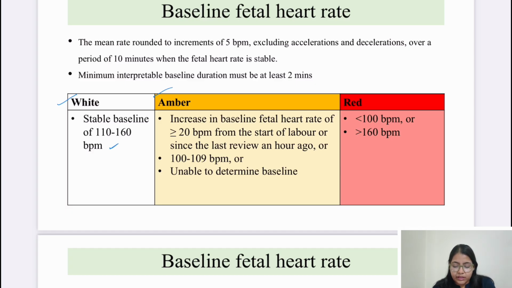You call it amber if there is an increase in the baseline of more than or equal to 20 beats per minute from the start of labor or since the last hour. Or if the baseline falls between 100 to 109, or if the baseline is unstable and you are unable to determine the baseline, then you call it an amber feature. Now when will you call it a red feature? If the baseline is less than 100 beats per minute or more than 160 beats per minute.